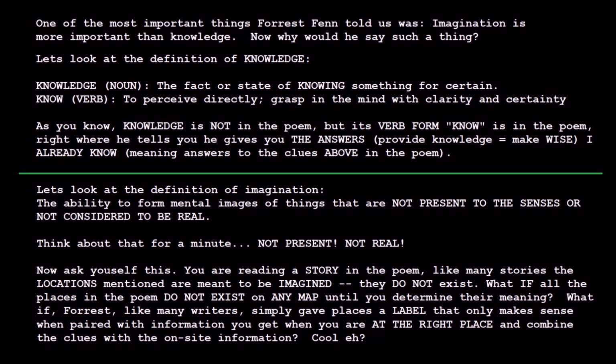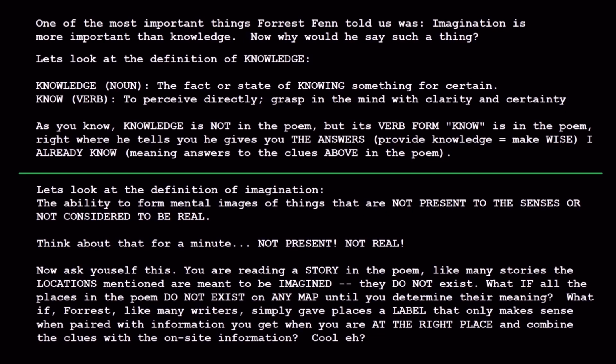Okay? So as you know, the word knowledge is not in the poem, but it is in the poem as a verb. And that verb is know. And it just so happens it's right where he tells you that he gives you the answers. In other words, he's providing knowledge, a noun, to make you wise. You're gaining wisdom through knowledge by experiencing the poem. And he tells you, I already know, meaning that the answers he gives you down in stanza 5 apply to the stuff we already know above. Okay? This really makes sense, and all of this stuff is hints.